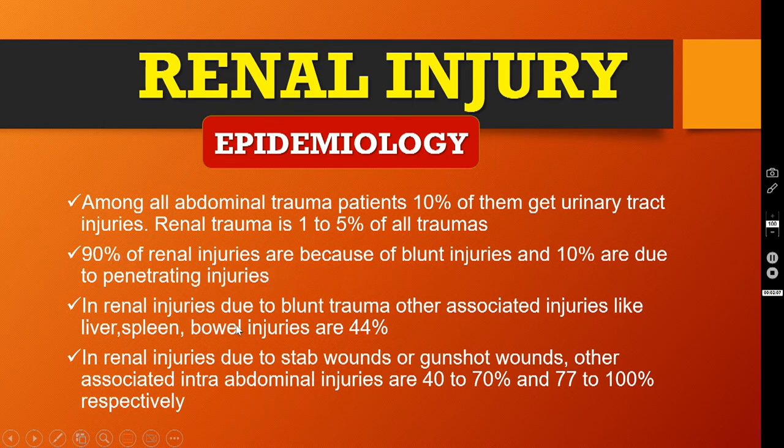In renal injuries due to blunt trauma, other associated injuries like injuries to the liver, spleen or bowel are seen in 44%. In renal injuries due to stab wounds or gunshot wounds, the other associated intra-abdominal injuries are 40 to 70% in case of stab wounds, and 77 to 100% in case of gunshot wounds.